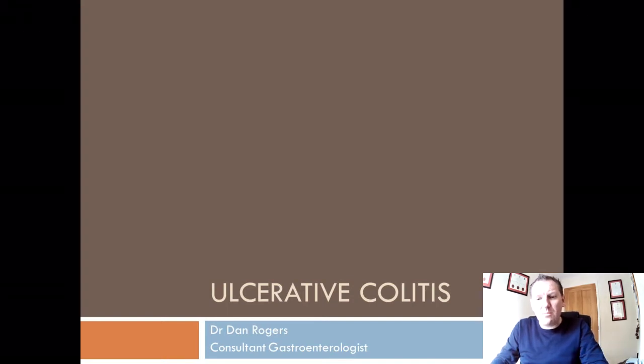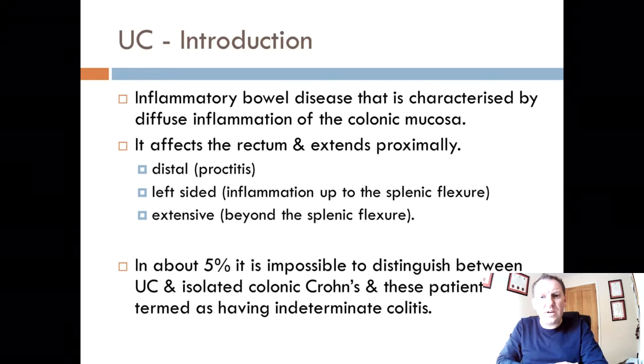So we'll talk to begin with a little bit about what ulcerative colitis is, and this is, as you'll know from phase 1, a condition that's characterised by diffuse inflammation of the colonic mucosa. It affects the rectum and extends proximally different amounts, and this is important when you're thinking about staging the condition and also the different treatments that you might want to use.